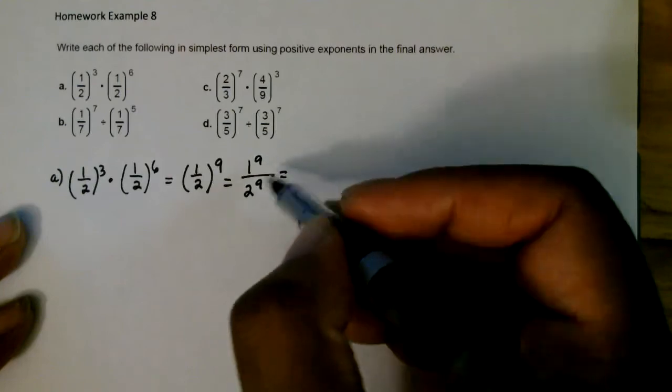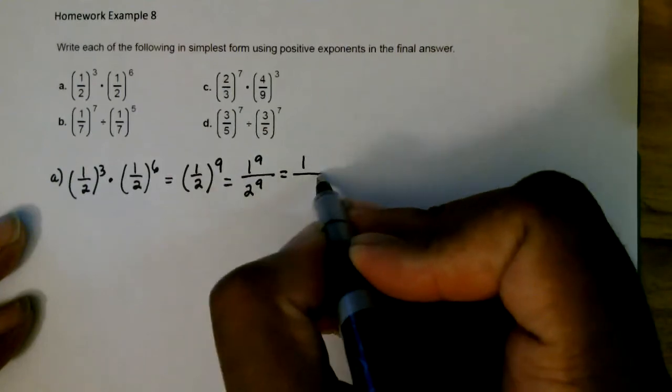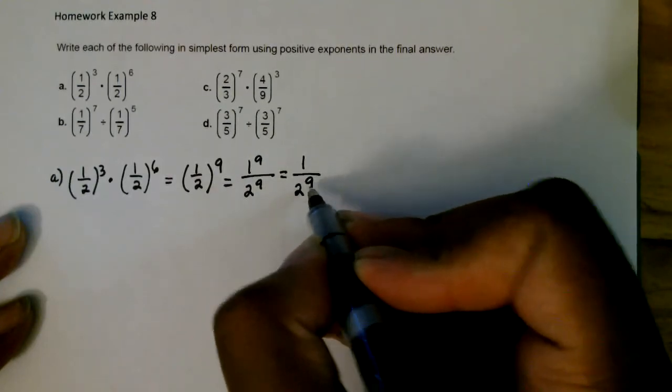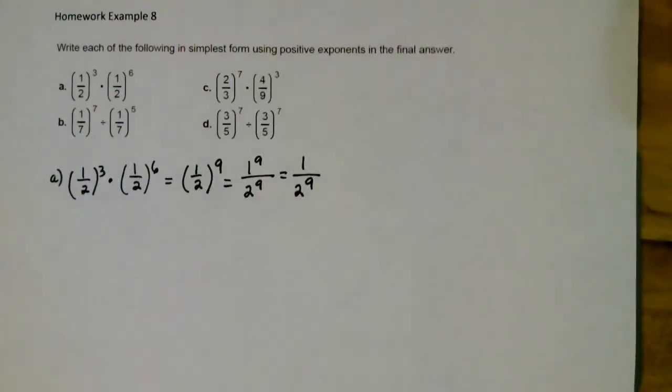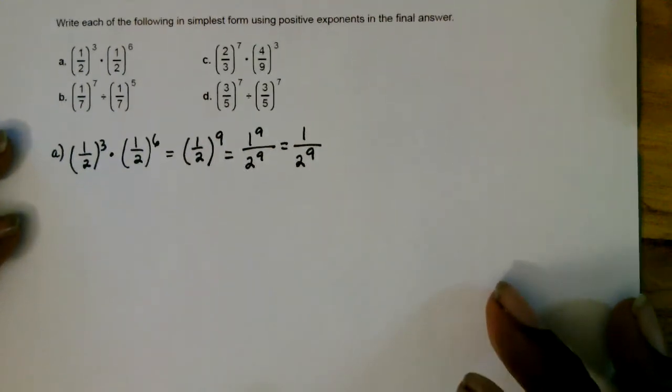Well, 1 to the 9th power, we can just simplify that as 1. But I'm going to leave that 2 to the 9th power as is. So the final answer there would be 1 over 2 to the 9th power.